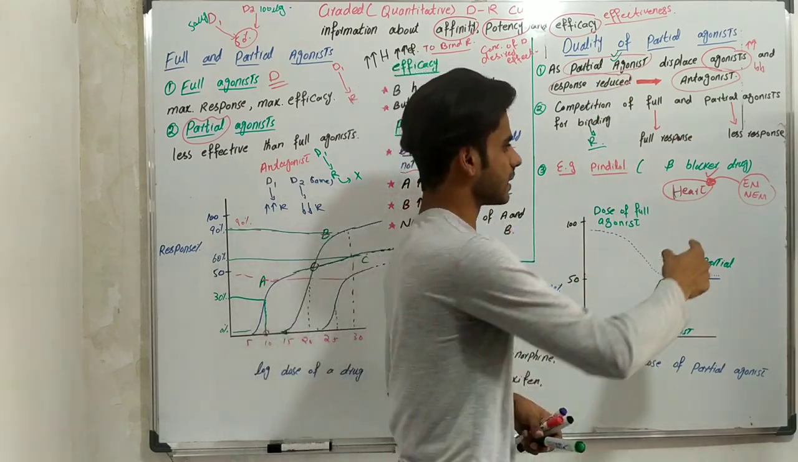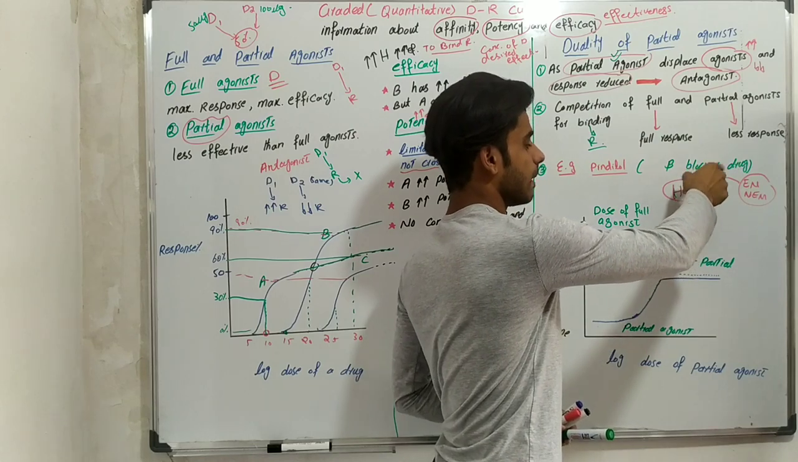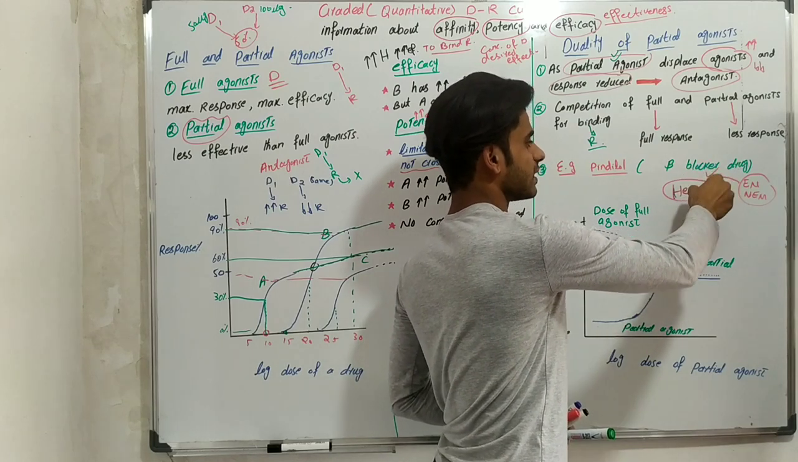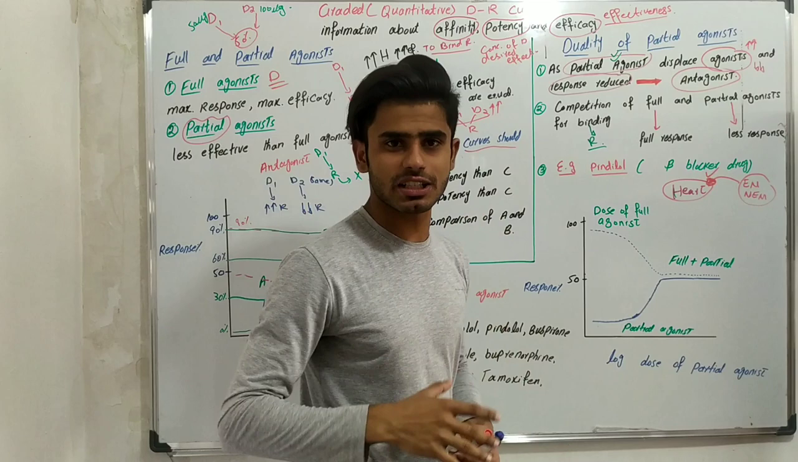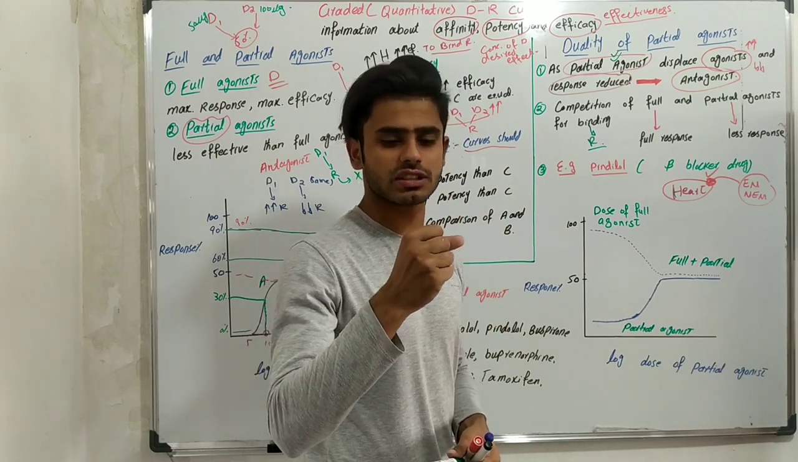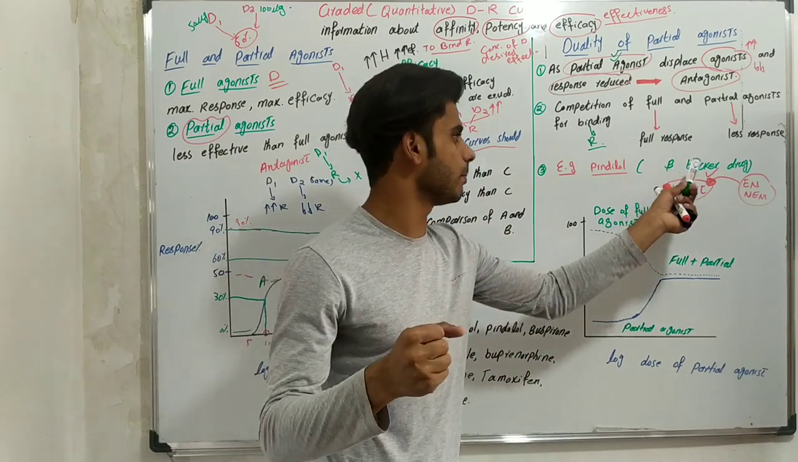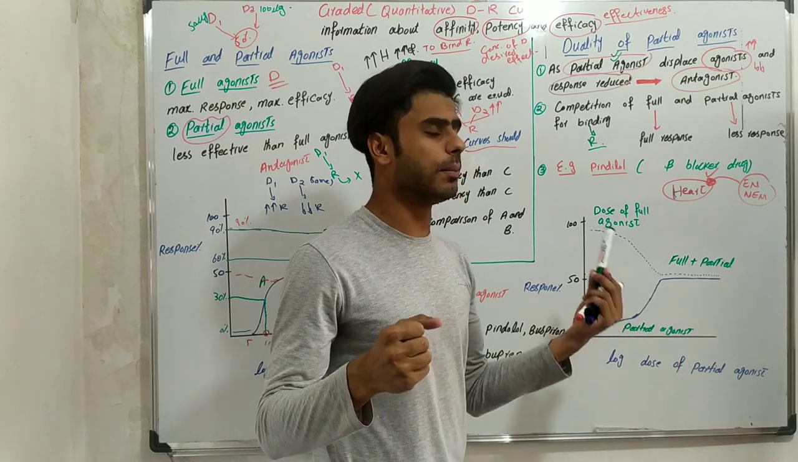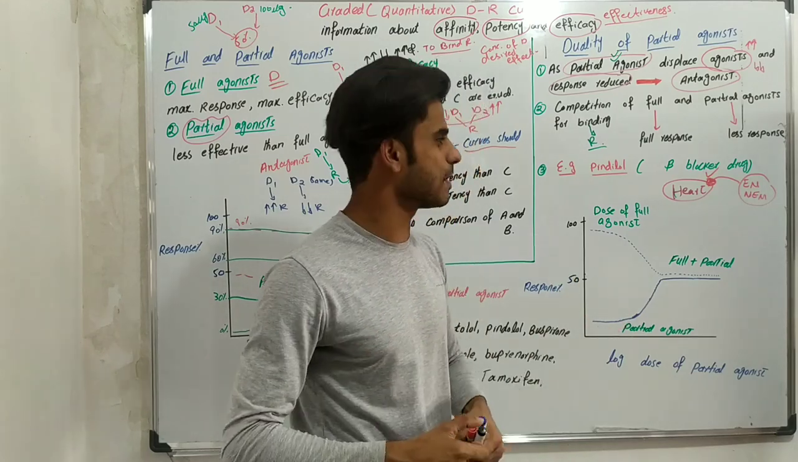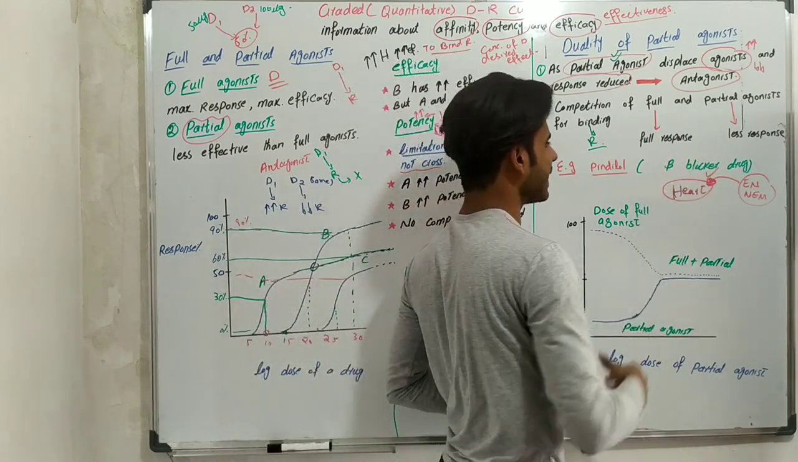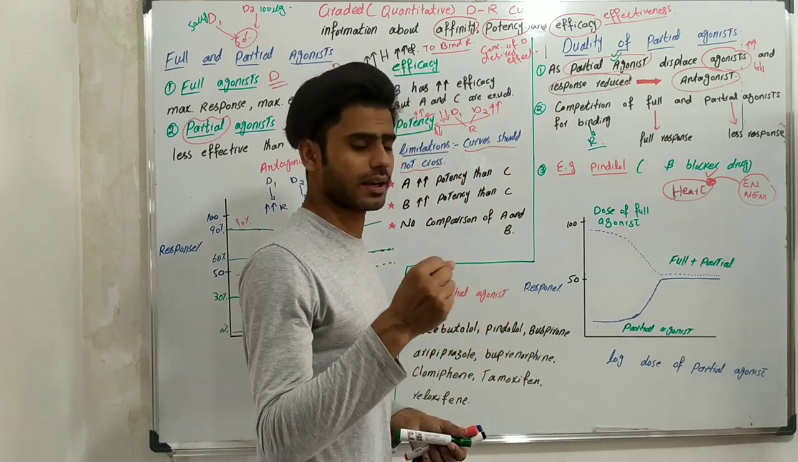Why? Because it also acts as a beta receptor blocker. So it will block the beta receptor and it will also give a small stimulation. Not full stimulation, a small stimulation, while also blocking the beta receptors. So first, it will block the beta receptors. And second, it will also stimulate the heart, but in a slow manner.